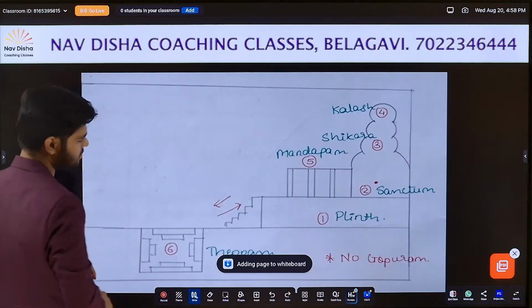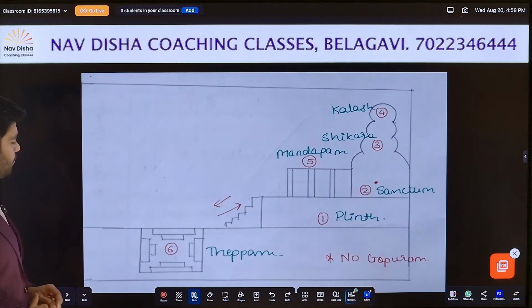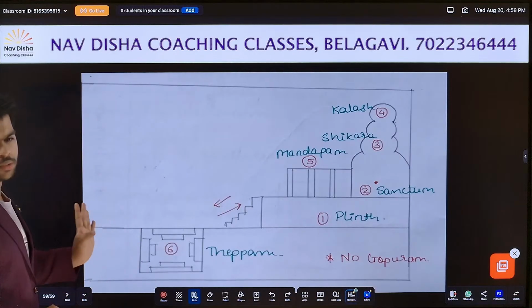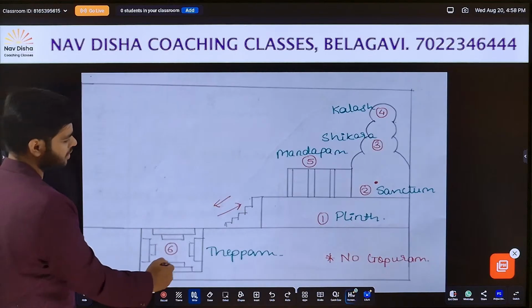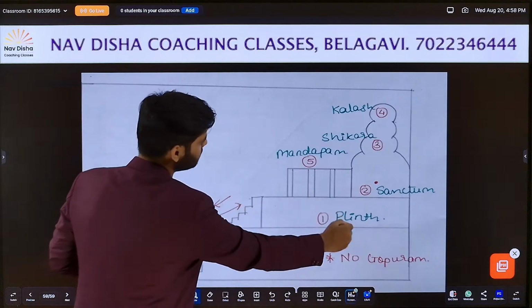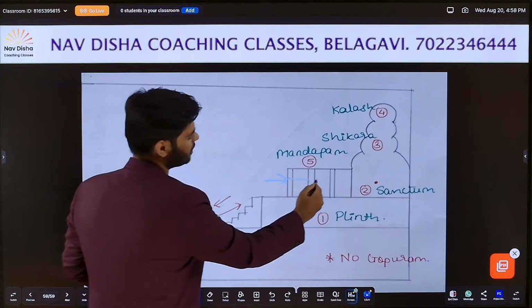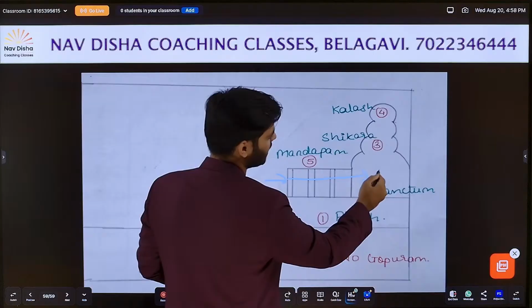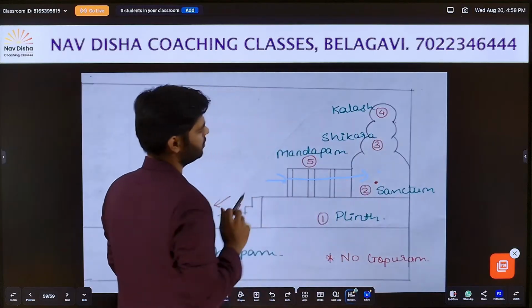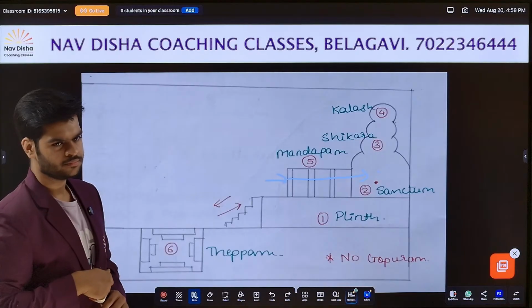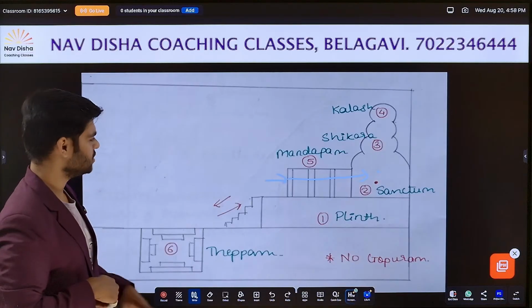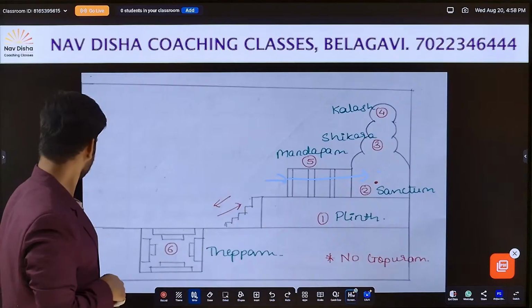So this is the temple diagram. No gopuram for these temples. Gate is not there. Theppam is there and steps to climb, then plinth. Here is the hall to enter, we enter like this. Sanctum is there where the idol is kept, then shikara and kalash. Vimana is also not there. So this is the diagram of the temple.